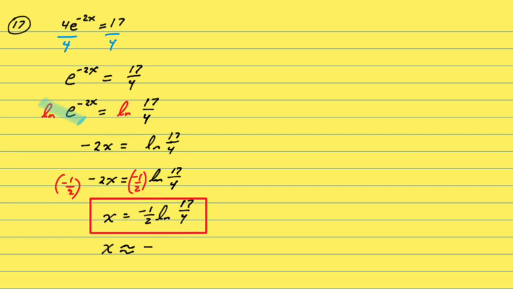So I have negative 1/2 times the natural log of 17 over 4. As a decimal, it's negative 0.7234. So if they want it as a decimal, I'd put this. I prefer the exact answer, which is the one above it. But if you put it in decimal, it shows me you know how to use your calculator.